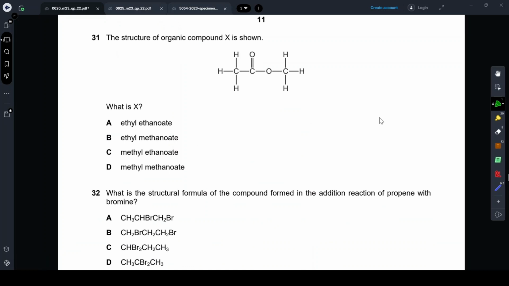Okay, the structure of organic compound X is shown. What is X?